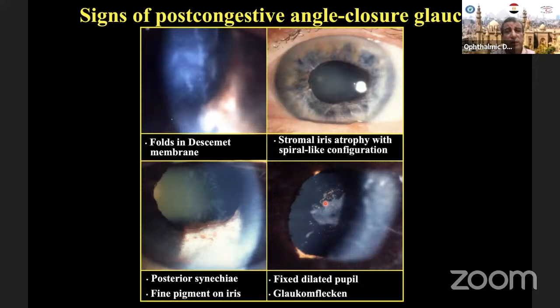Here, there's no place for laser peripheral iridotomy. We do laser peripheral iridotomy if we think that the angle is still healthy and it can drain the aqueous outside the eye. But if it is not like this, we have to create another channel for the aqueous outside the eye through trabeculectomy or valves or something like this.